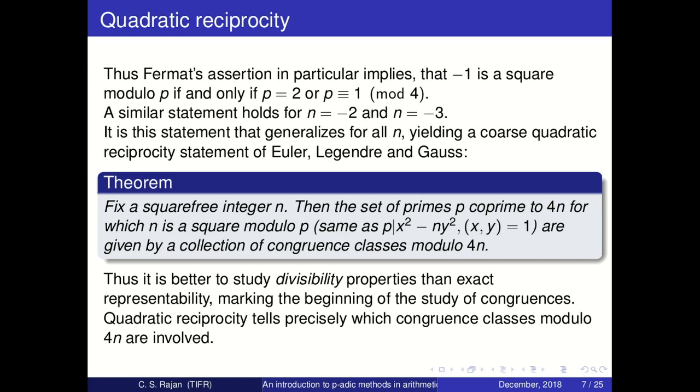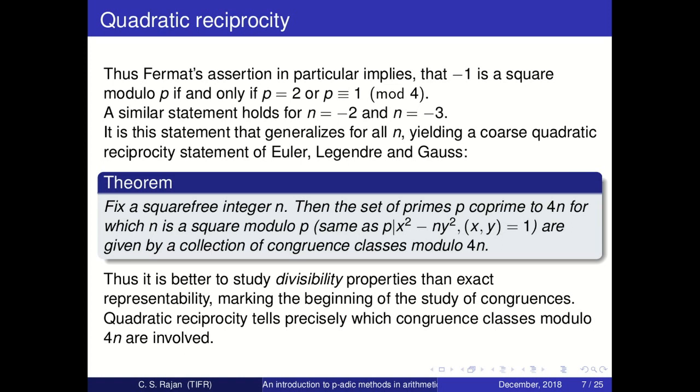But to go back, you can't get solutions of x squared plus n y squared with such a very nice pattern. You can describe the law, but it's a very complicated law to describe. Whereas, instead of looking at exact values, you try to look for divisibility, whether p divides some values of the quadratic form x squared minus n y squared. That has a much better behavior, and it has a very nice solution. So it is better to study divisibility properties than exact representability, and this marks the beginning of the study of congruences.